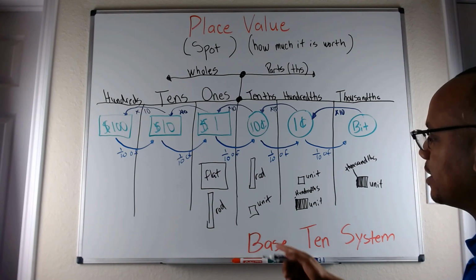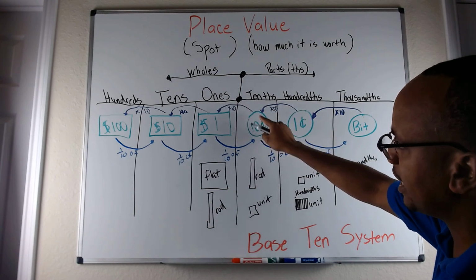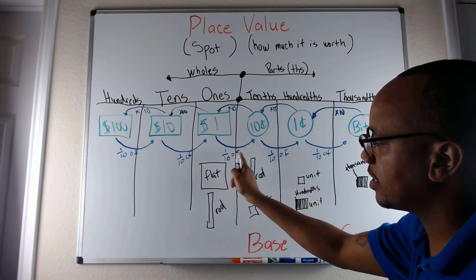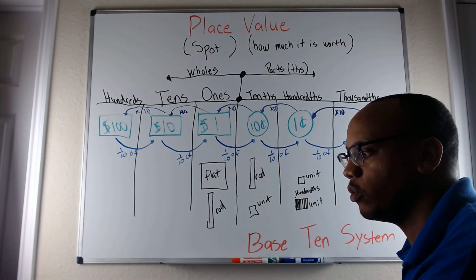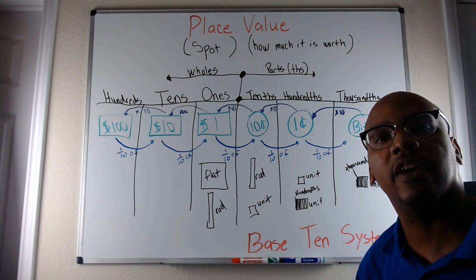So remember, the base 10 system is 10 of these small ones can be put together to make the next biggest size, or you could take one big one and break it down into 10 of the next smallest size. All right. This is how we do numbers. This is the base 10 system. It's a basic explanation of the place value chart.